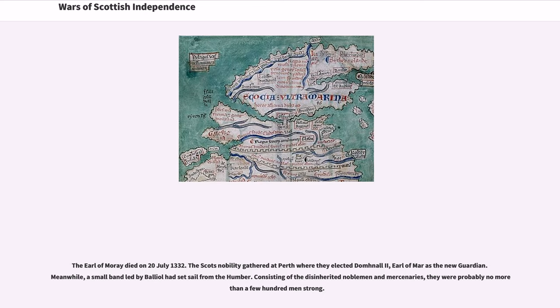The Earl of Moray died on July 20, 1332. The Scots nobility gathered at Perth, where they elected Donald II, Earl of Mar, as the new guardian. Meanwhile, a small band led by Balliol had set sail from the Humber. Consisting of the Disinherited noblemen and mercenaries, they were probably no more than a few hundred men strong.